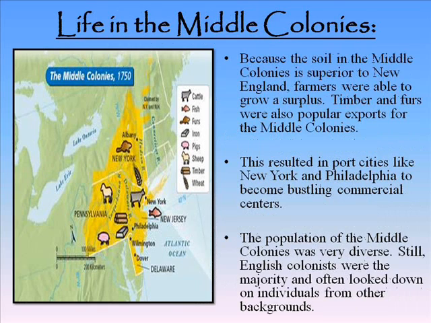Now, because the soil in the middle colonies is superior to New England, farmers were able to grow a surplus. So that means they had enough for themselves plus extra to do something with. And this surplus was usually exported and sent to other countries, and they used it for money. Timber and furs were also popular exports in the middle colonies.